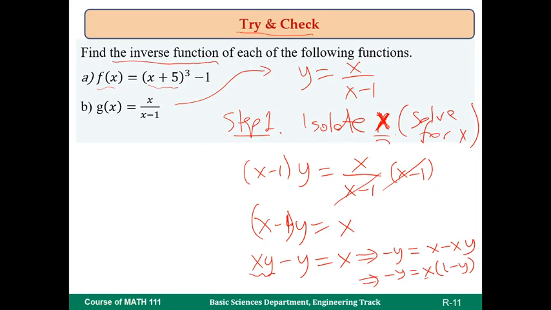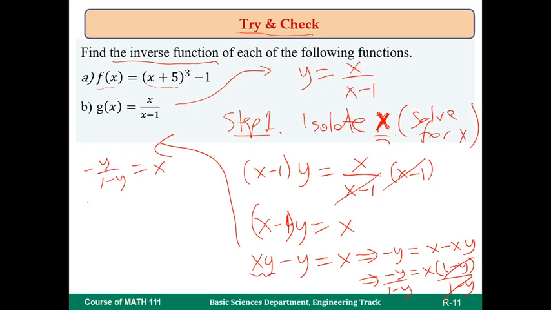And then I want to isolate this one. I want to have x alone. So for this reason, I would divide both sides by 1 minus y. So here, I got this one now. x equal to minus y over (1 minus y).